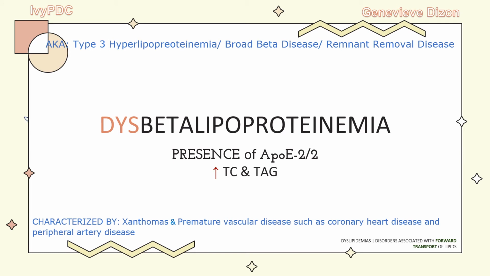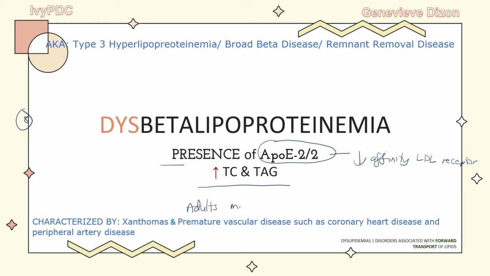Our next dyslipidemia is dysbetalipoproteinemia, which is caused by the presence of a rare lipoprotein, which is ApoE. This lipoprotein has a lower affinity to the LDL receptors, leading to its accumulation in the circulation. Therefore, a high total cholesterol and a high triglyceride level. This type of disorder affects adults more and men more than women.